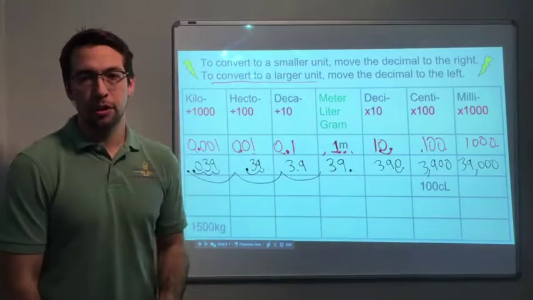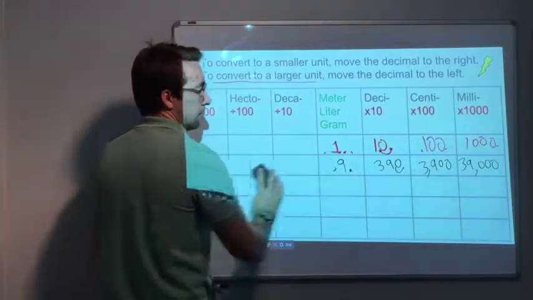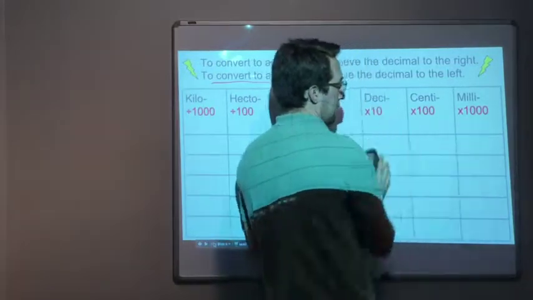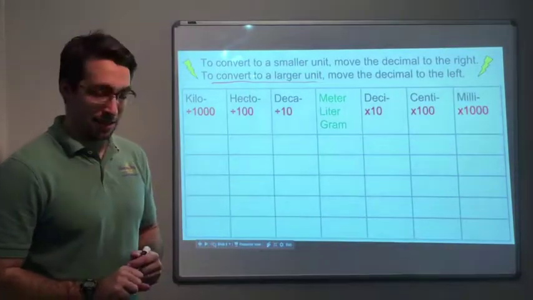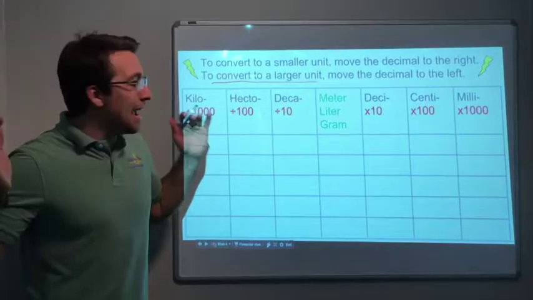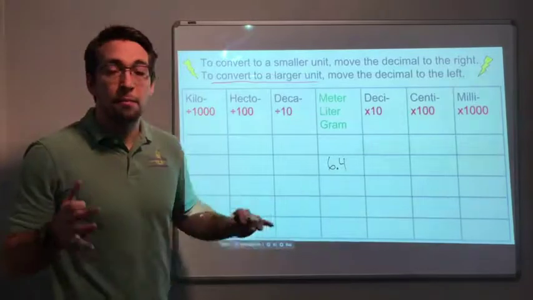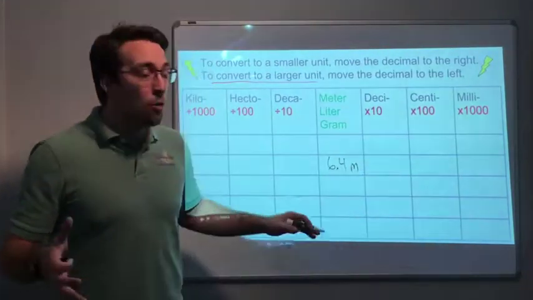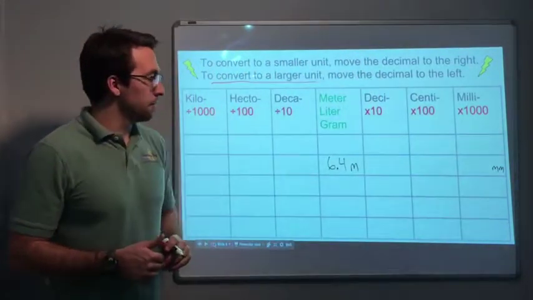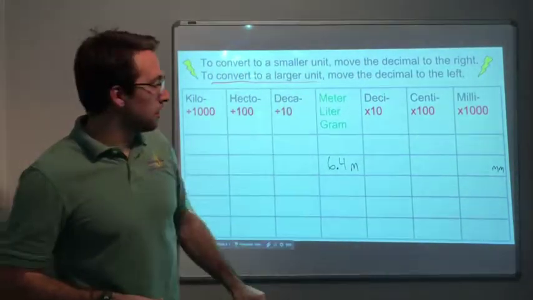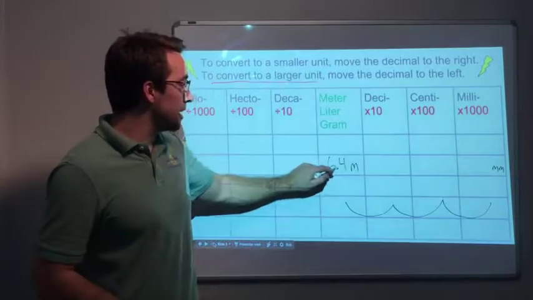All right. So, well, look. I'm going to just kind of keep the screen not so busy. Okay. Let's look at if I have 6.4 meters, how many millimeters do I have? I'm going to go over 3 columns, right? So I'm going to go over 1, 2, 3. And here's my decimal place.